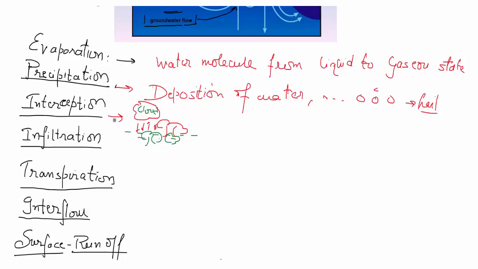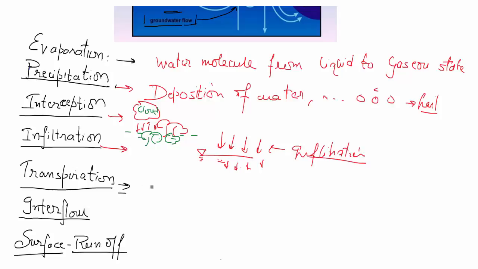Now let us see what is infiltration. It is the movement of water through the earth surface, into the earth surface. Basically this is our ground level. So if rainfall is coming here, then the water which percolates down below the earth surface, this process is called infiltration.